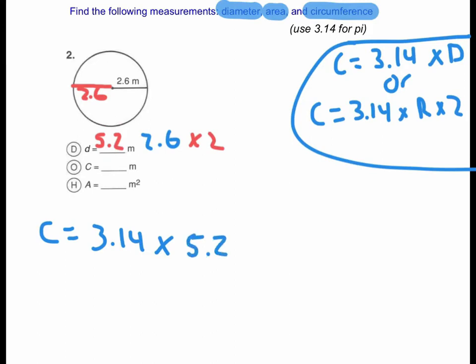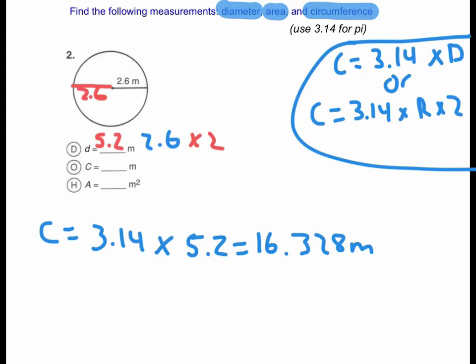And when I do that, I'm going to get 16.328 millimeters. So our circumference is 16.28 millimeters. And then the last thing it wants us to find is area.